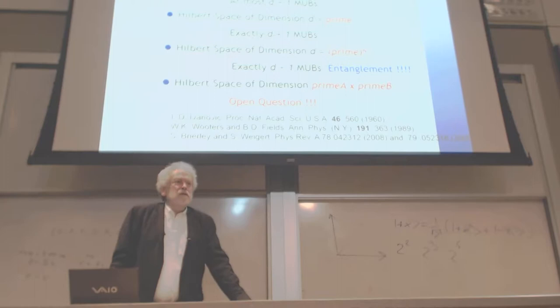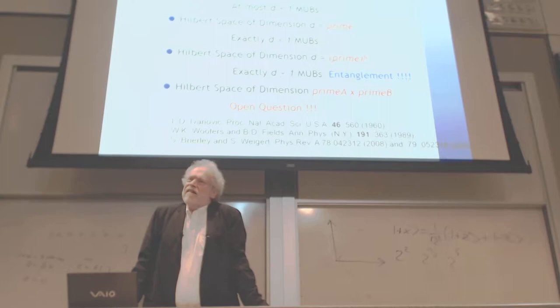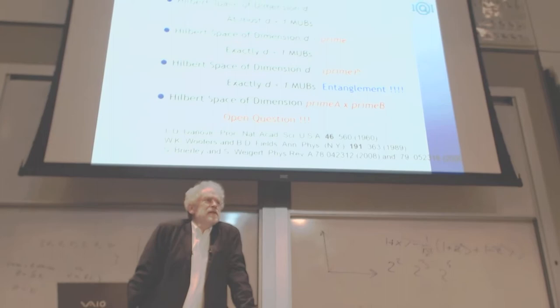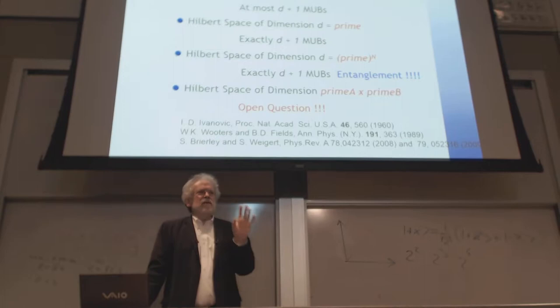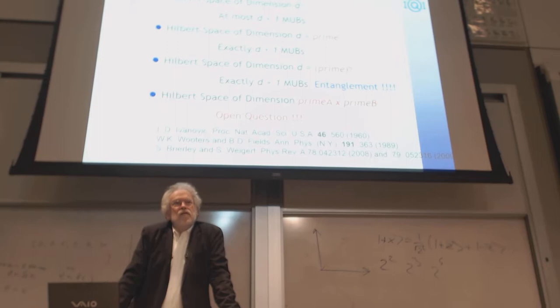So we have now covered the prime dimensions and the powers of prime. What happens with the general case, a general integer number, like 6, 2 times 3? There's no proof of what happens there. There have been searches by people in many ways, with different arguments. This goes into very deep mathematics, where I have no chance to understand what is going on, to be honest, but as an experimentalist, I'm interested in this kind of question. For 2 times 3, 6, it's an open question whether 7 mutually unbiased bases exist or not.